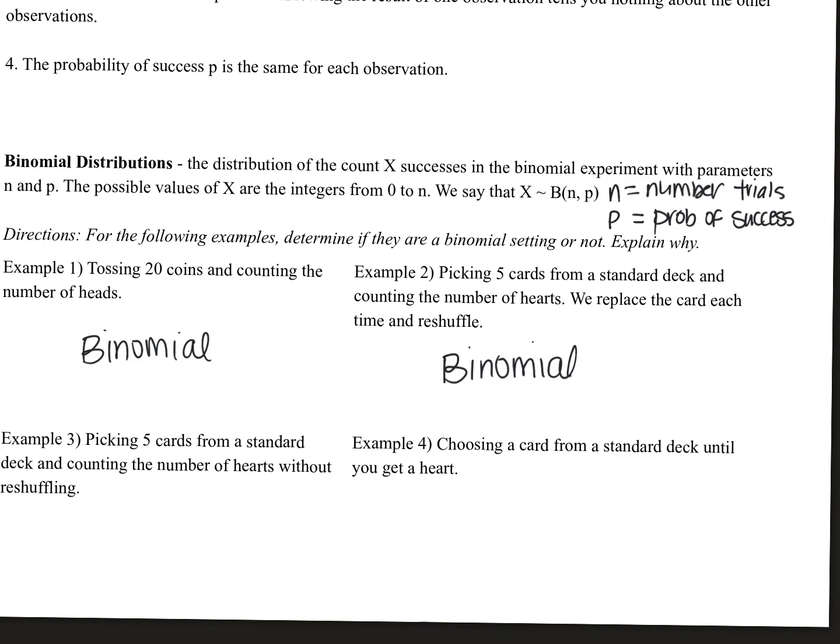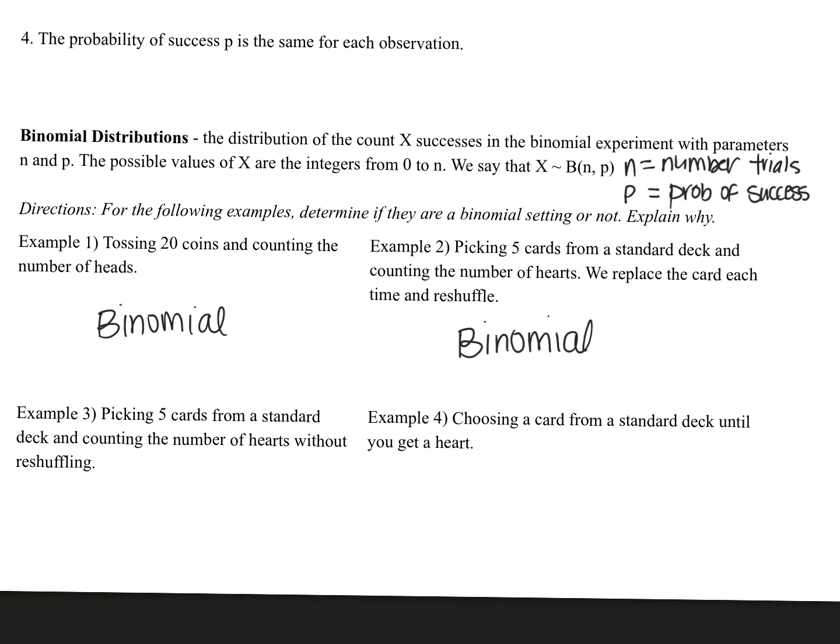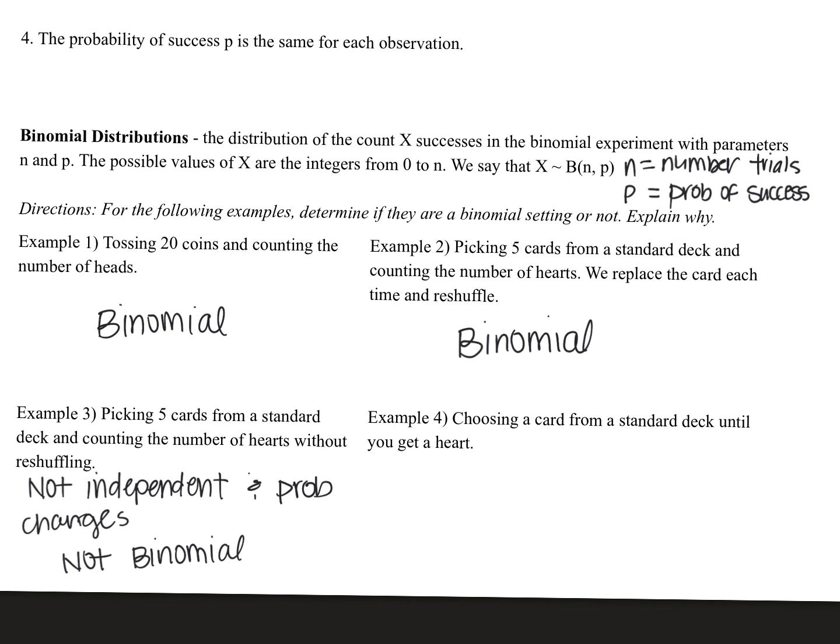Okay. Next, we have picking 5 cards from a standard deck and counting the number of hearts without reshuffling. Here is where we are not going to meet a binomial distribution. It's not independent, and the probability changes. Because we're not returning the card, the probability of selecting a heart changes based on whether or not the previous card was a heart, which then also changes the probability each time you draw a card. So this is not a binomial distribution.